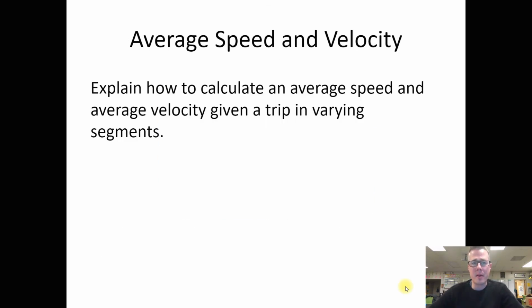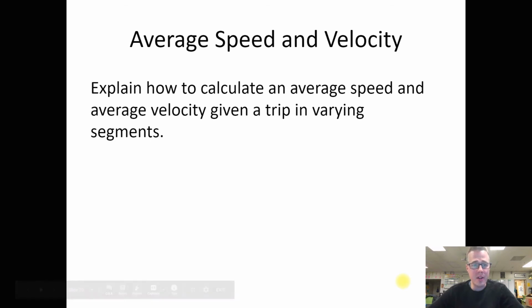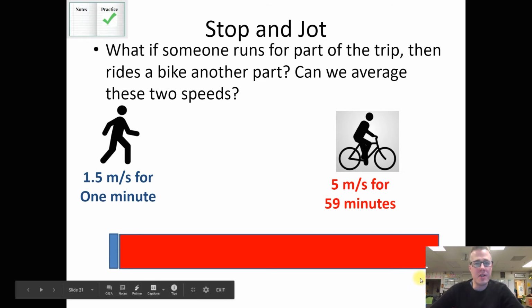All right, so now our next topic. We've talked about speed and velocity. Now let's talk about average speed and velocity. So your job for this part is to be able to calculate an average. Well, I've noticed that there's a really common mistake when people are thinking about an average. And I want you to consider this kind of problem to help you understand the mistakes sometimes people make.